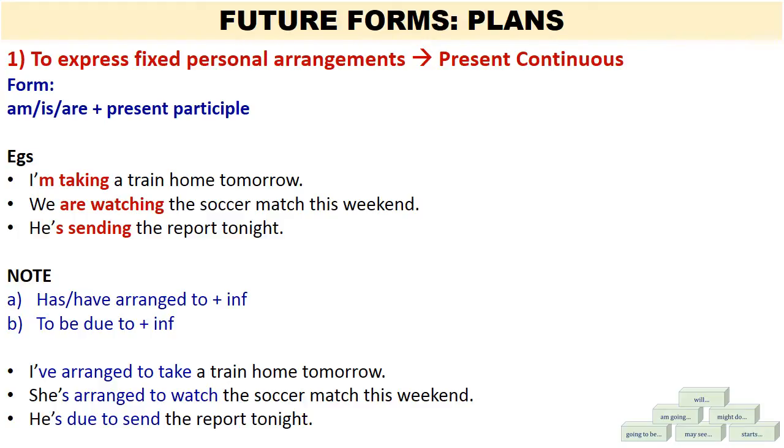I've arranged to take a train home tomorrow. So using have arranged to plus the infinitive form of the verb take to do an action I have planned for tomorrow. Another example, she's arranged to watch the soccer match this weekend. Again, using has arranged to plus the infinitive form of the verb watch to do an action planned in the future. In this case, this weekend.